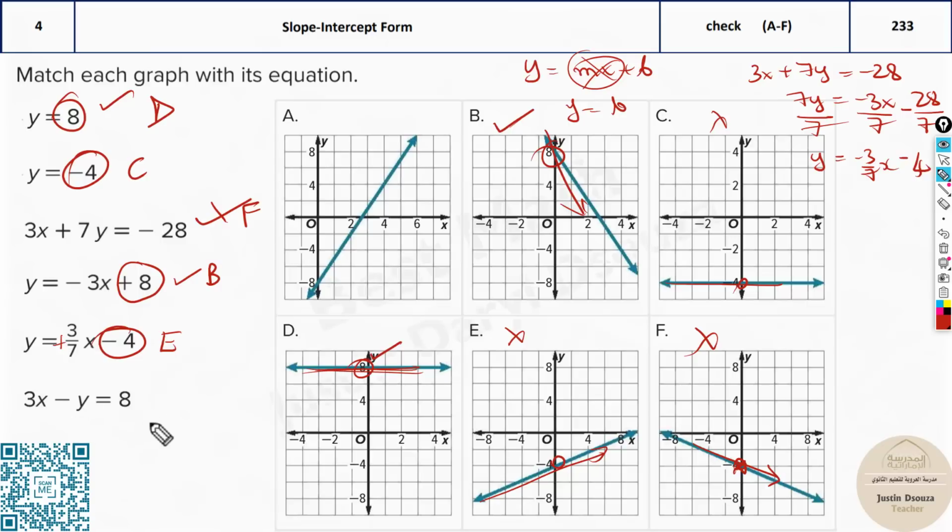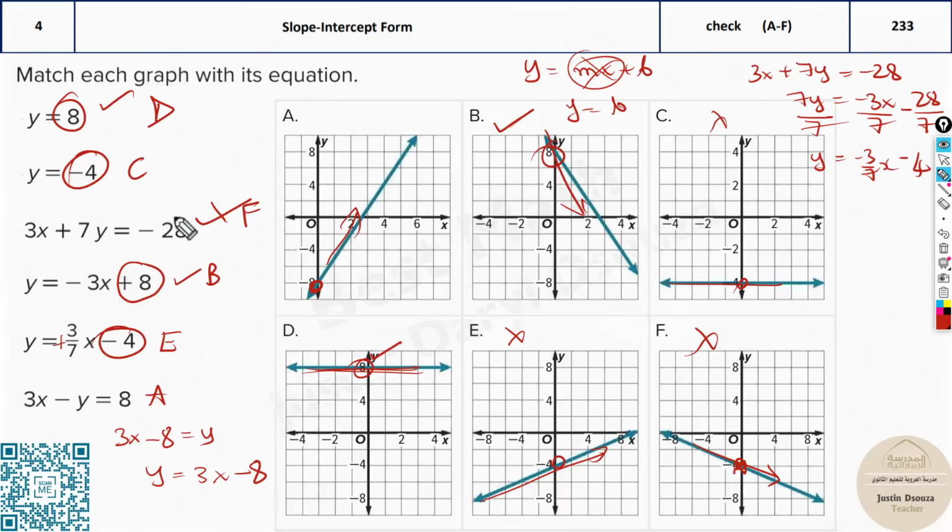So I will take y to the other side and make it positive. 3x, 8 comes inside. Minus 8 is equal to y. Or y is equal to 3x minus 8. So where do we have minus 8? That's over here. Negative 8. And then it goes upwards, yes, because the slope is positive, so this is A. And that's how we can easily solve them up.